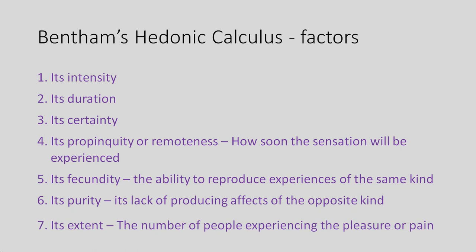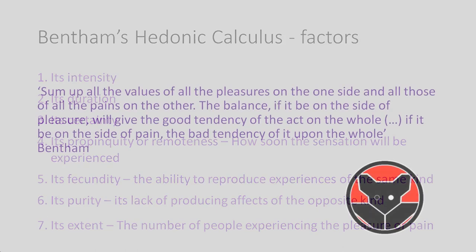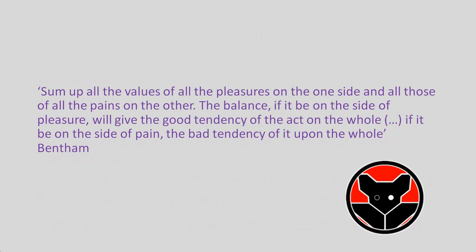The means by which Bentham intends us to estimate the net utility of an act or legislation can be summarised as identifying immediate resultant pleasures or pains and taking account of each of the listed properties in order to, quote, "sum up all the values of all the pleasures on the one side and all those on all the pains on the other. The balance, if it be on the side of pleasure, will give the good tendency of the act on the whole. If it be on the side of pain, the bad tendency of it upon the whole." And then to take into account the number of persons affected and to repeat the process in order to find a balance amongst an affected population.